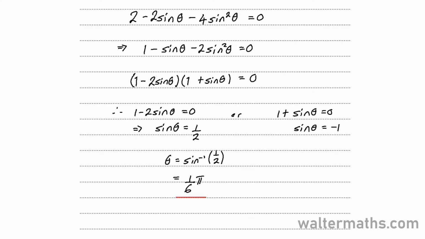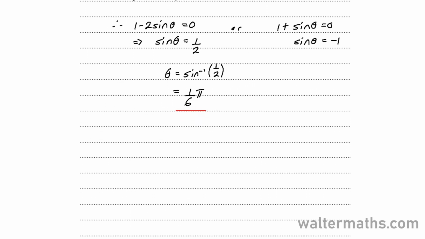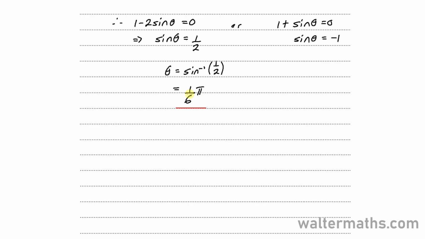So now that we have the value of theta, we want to find the value of r when theta is a 1/6 pi. So we can say here r is equal to 2 cos of theta times 1 plus sine of theta. Theta is a 1/6 pi, so it's 2 cos of a 1/6 pi times 1 plus sine of a 1/6 pi.